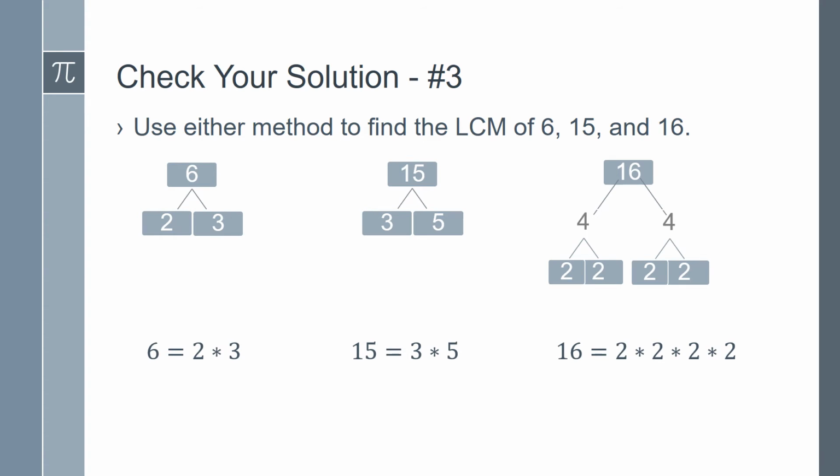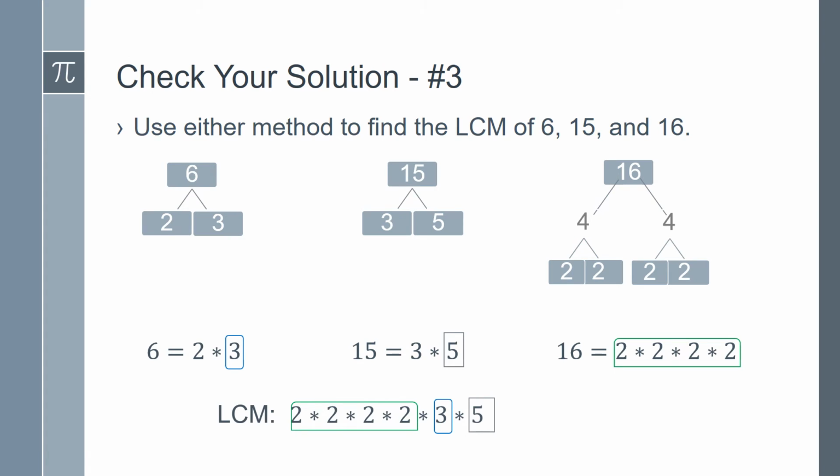Next, we will box each of the factors where they occur the most, and this will give us the prime factorization of the LCM. So we find that the LCM will equal 2 times 2 times 2 times 2 times 3 times 5. We could, of course, rewrite this with exponents if we wanted to make it more efficient. But overall, we find that the least common multiple of 6, 15, and 16 is 240.